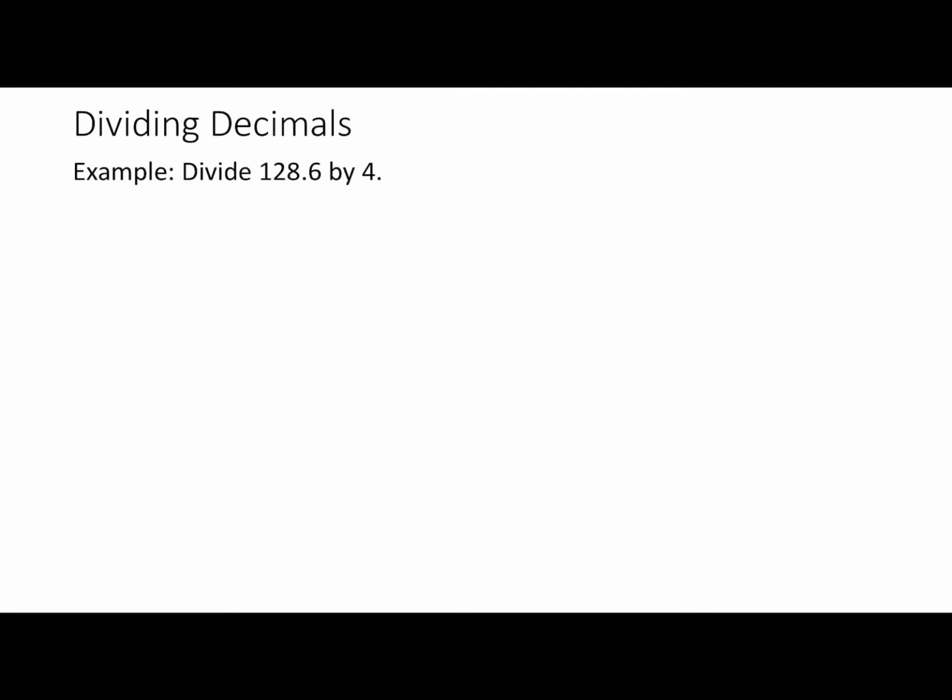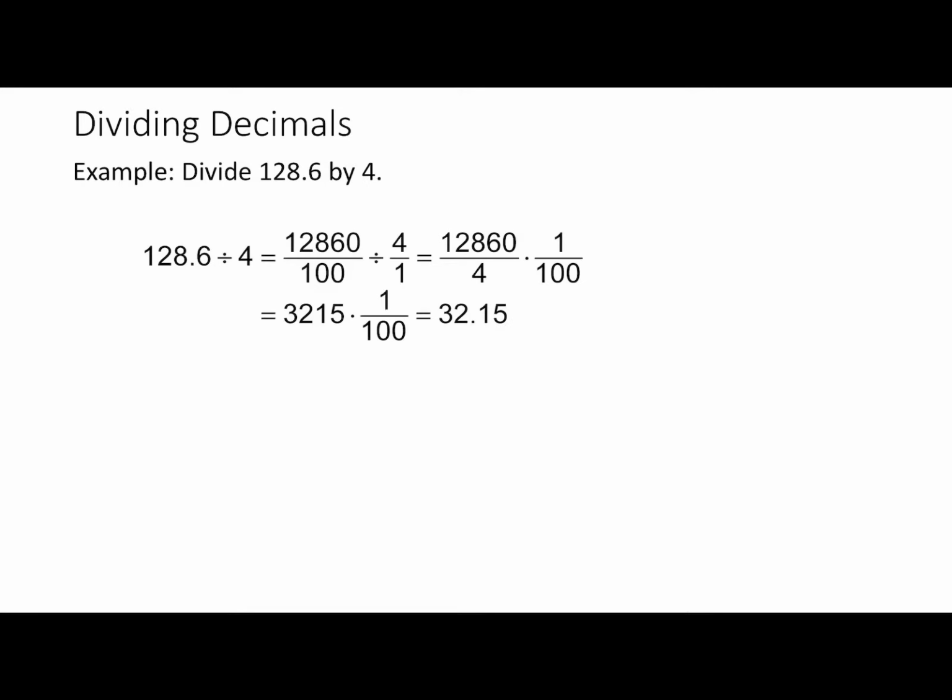Let's look at dividing decimals. Our approach is going to be the same. We want to think about what we would do if we wrote this as a fraction. So 128 and 6/10 I can write as 1,286 over 10. And in fact, just because I want to make my math work out a little bit, I'm going to multiply top and bottom by 0.